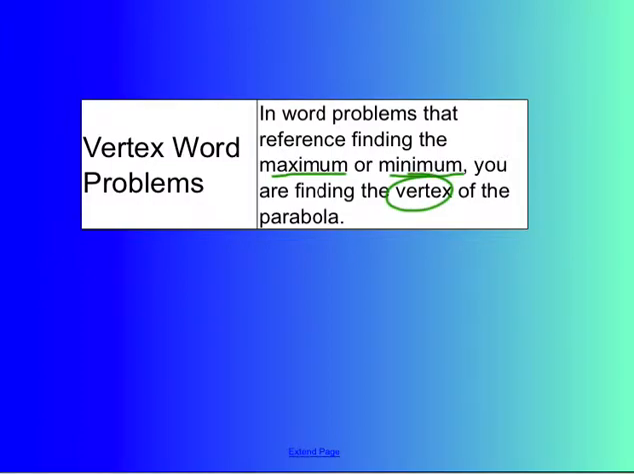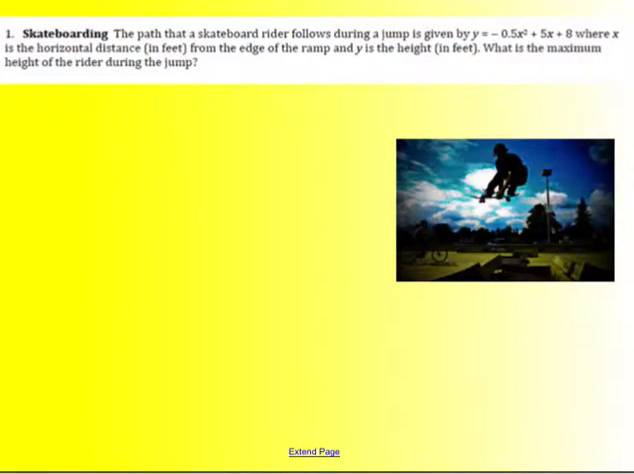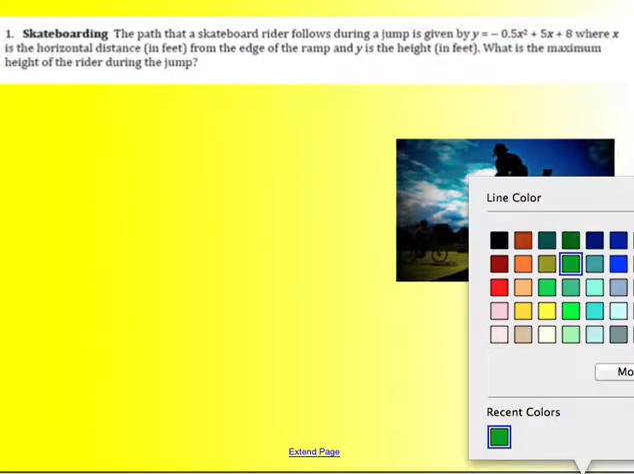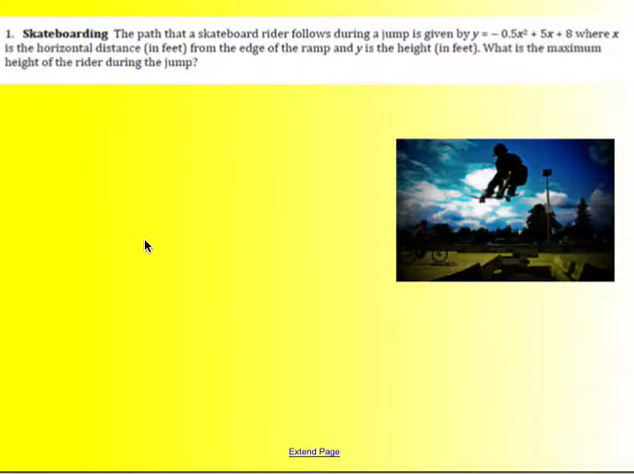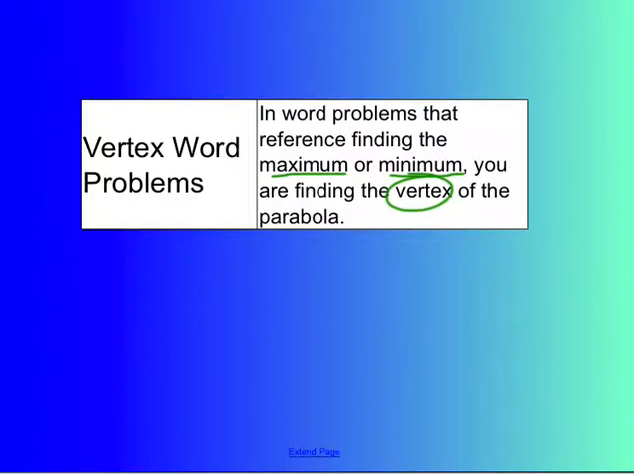So the word problems on your homework are going to be really similar to these problems. So I really suggest having your note sheet out while you do this. Okay, so let's take a look at this. The path that a skateboarder follows during his jump is given by that quadratic there. x is the horizontal distance in feet. y is the height in feet. What is the maximum height of the rider?